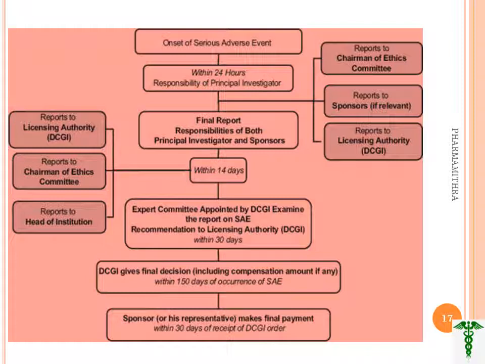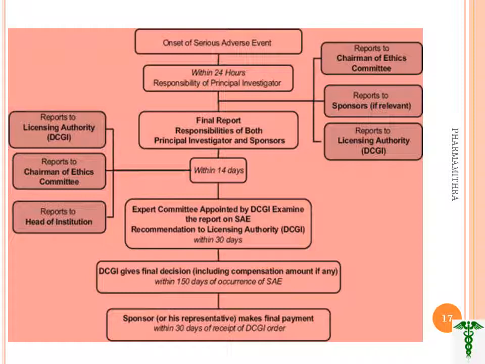So as we said, if an onset of a serious adverse event occurs, within 24 hours the principal investigator should report to the chairman of the ethics committee, as well as to the sponsors and to the DCGI, Drug Controller General of India. And the final report should include the responsibility of both principal investigators and sponsors. Within 14 days, they should report to the DCGI, the chairman of the ethics committee, as well as the head of the institution.